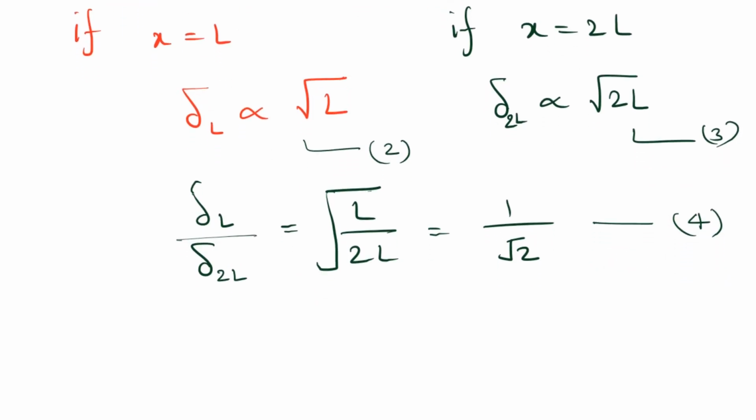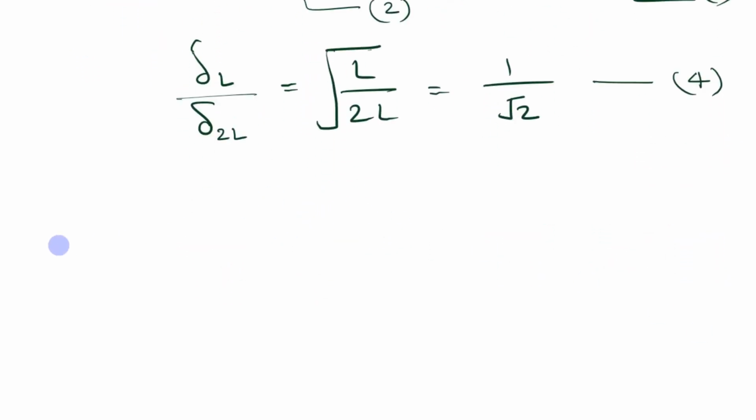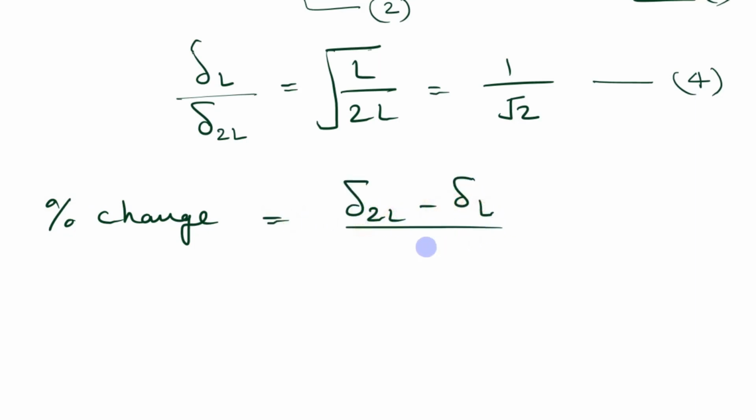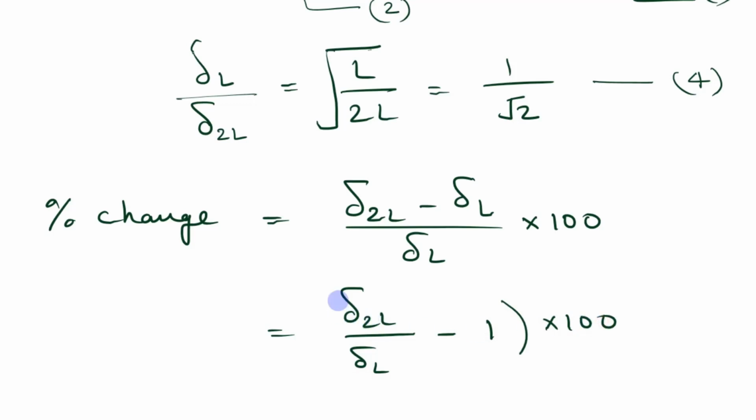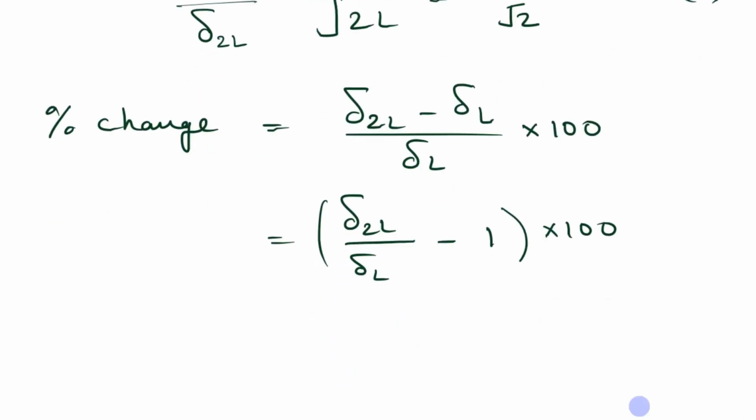Now we need to find the percentage change of the boundary layer thickness. The percentage change will be delta 2L minus delta L divided by delta L, because it is with respect to the boundary layer thickness of the original plate, times 100. So we can write delta 2L by delta L minus 1, times 100, and this value we know from equation number 4. We can write this as root 2 minus 1, times 100.